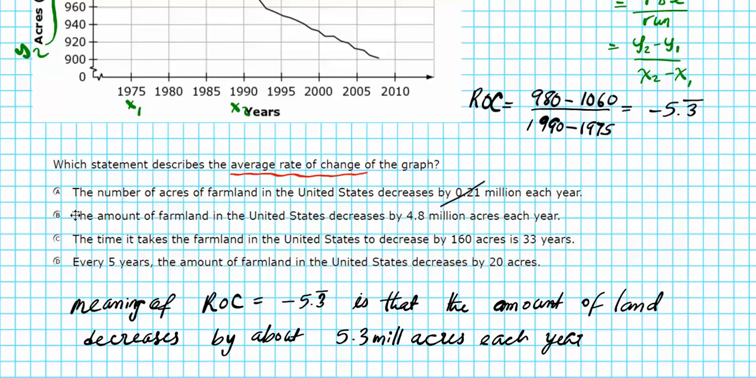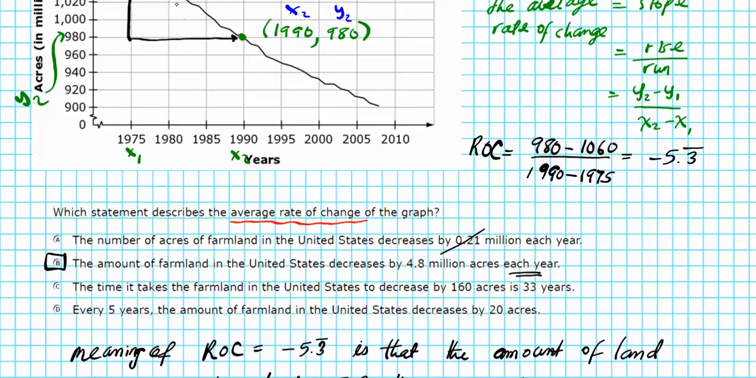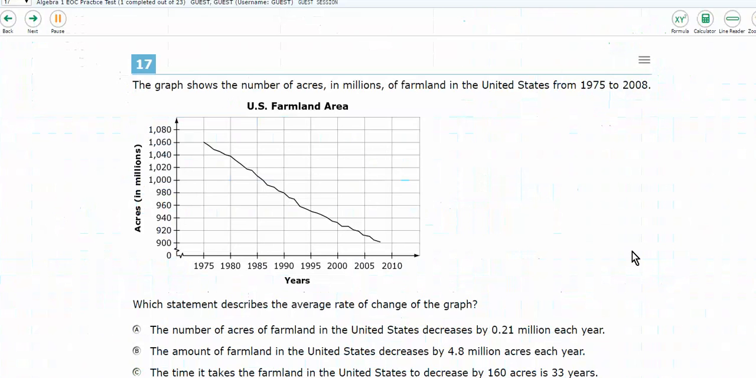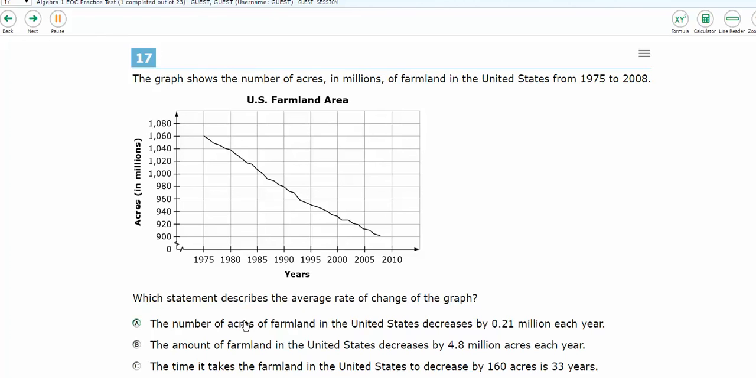So the best answer is option B, because 4.8 is very close to what we got, 5.3 million, and that's the amount of land that it decreases by each year. Remember I told you it's just an estimation because this is not a straight line, it's a fluctuating graph. So our answer was just an estimation. It gave us a rough idea of the rate at which the amount of land decreases. So 4.8 million should be a much more accurate figure. All right, so our answer for number 17 is option letter B.